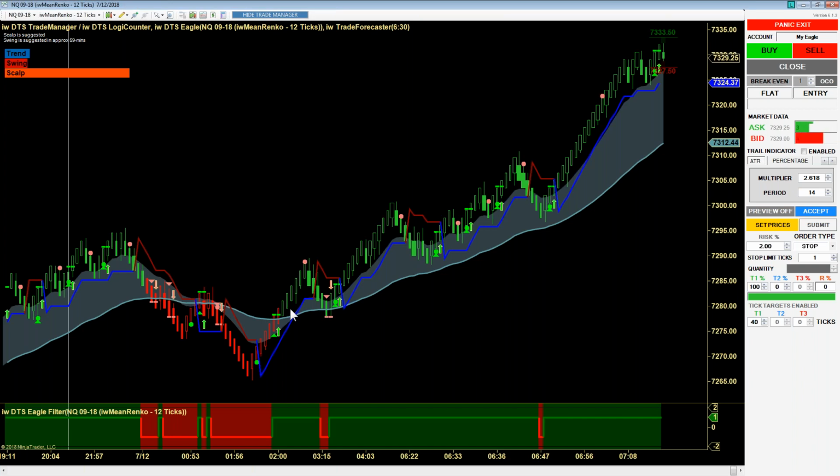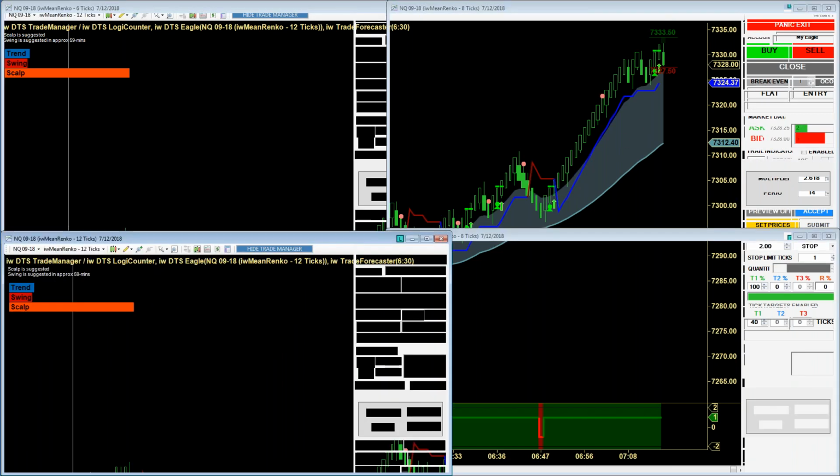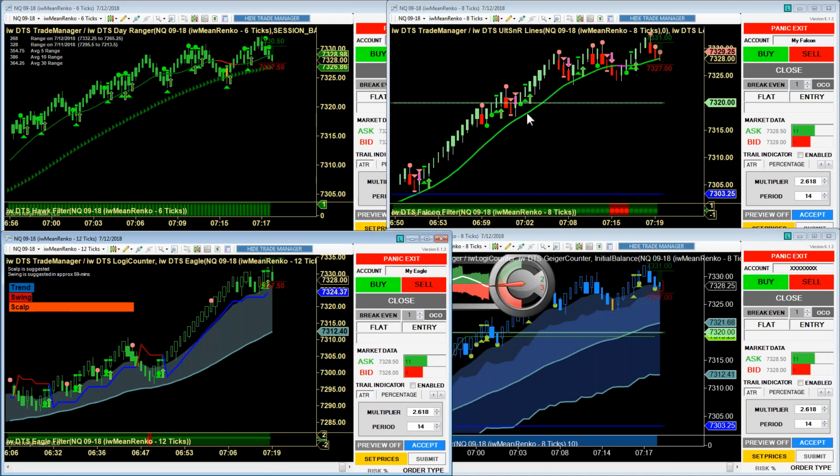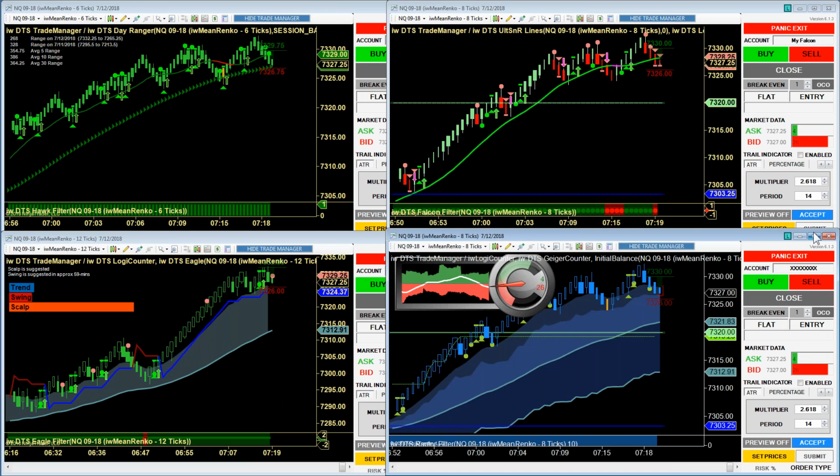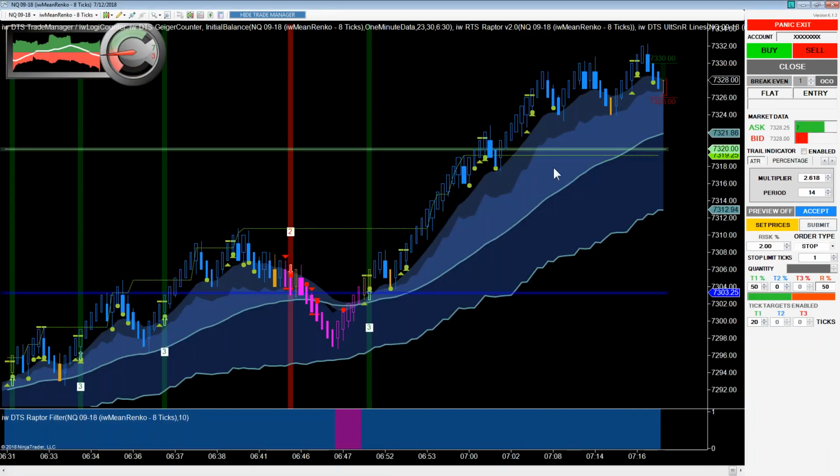When the DTS system first came out, pre-Raptor days, I know there were some traders who would use the Eagle to give you a bird's eye view, if you excuse the pun, and they would only trade Hawk and Falcon signals that were in sync with the Eagle. Not a bad way to go. You can see the Eagle bands duplicated here on the Raptor. In fact, we actually doubled up the bands to give you a couple more opportunities.